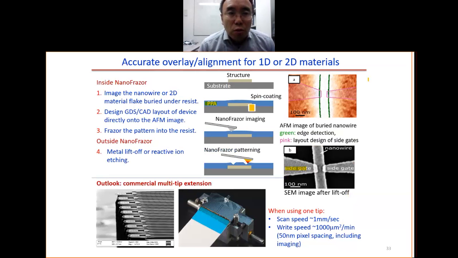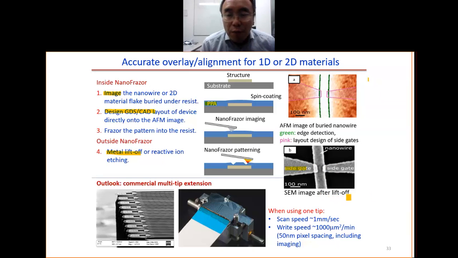Then you do the imaging process. You do the imaging. So you see something like this. And from this image, you can say that this is the edge of the nanowire. Then you can design the gate pattern. Then you do the nanofreezer patterning. You burn away the pattern. So after you burn away this pattern here, you can do the metal lift-off or the reactive ion etching to do the further process. In this case, you do the lift-off to pattern the gate onto the side of this nanowire.